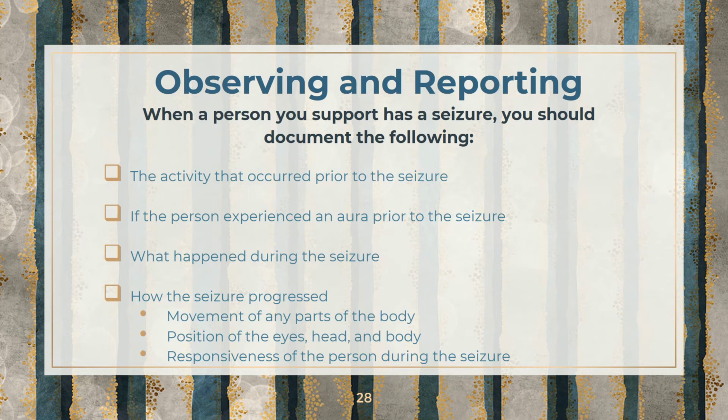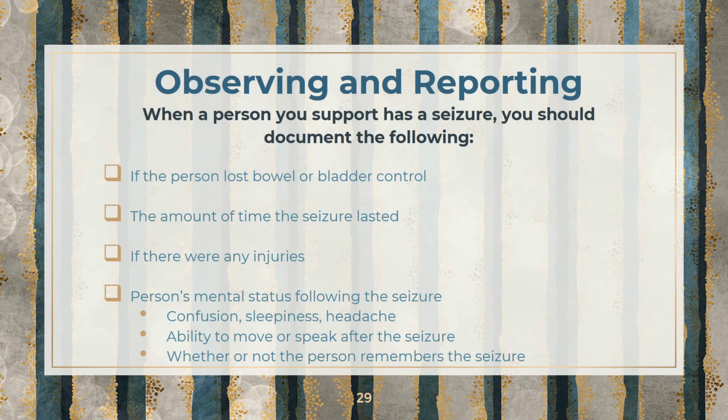Additionally, observe and document what happened during the seizure. How did it begin and progress? In what parts of the body were there movement? What was the position of the body, the head, and the eyes? Did the person lose consciousness? Were they responsive? Did the person lose bowel or bladder control? Very important, how long did the seizure last? Did the person suffer from any injuries?